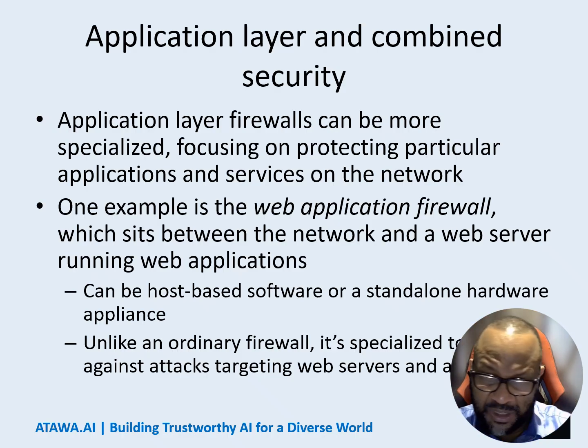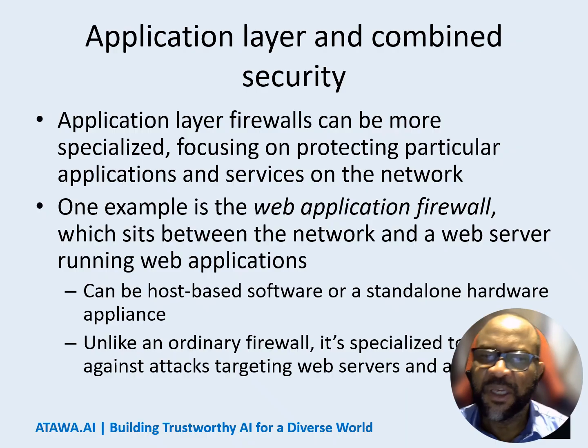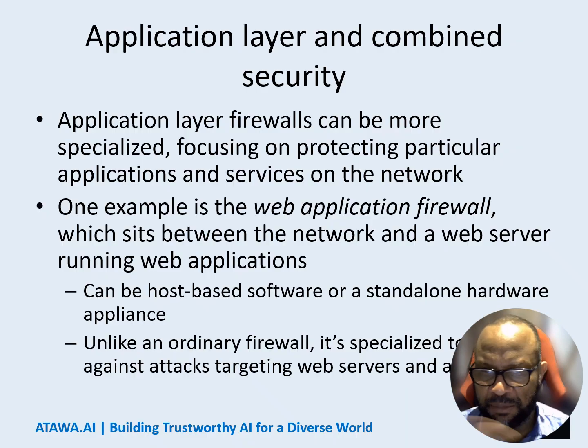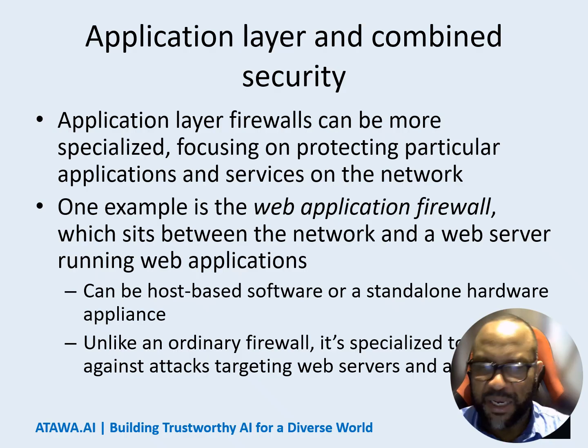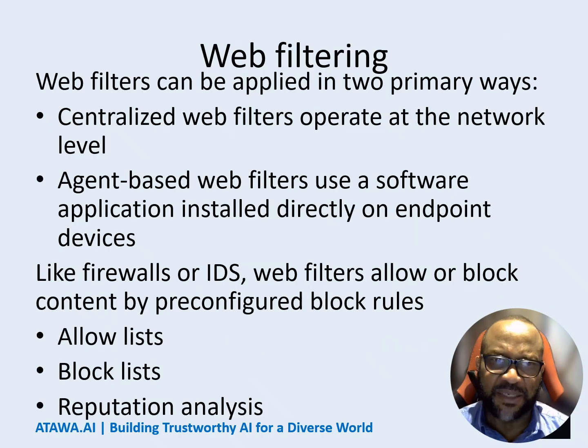Remember that I showed the demo in that other video, I think it was chapter 5, where I showed you how you can set up inbound rules and outbound rules on a Windows system. You can do the same thing on Linux. So a web application firewall, for example, sits between your network and your web server that has the applications, right? It could be host-based software or a standalone hardware device. In other words, it's installed on that particular host. So it is specialized against attacks that are targeting web servers instead of just your ordinary firewall, as I just said.